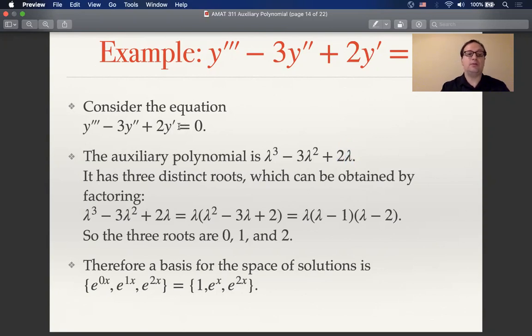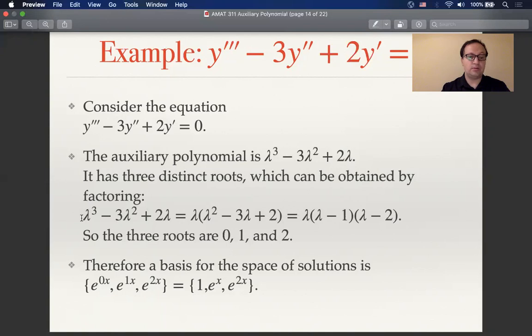And then if there were an extra term, like let's say plus 7y, then we'd have an extra term like plus 7 in the auxiliary polynomial. So the terms that contain just y become terms that contain no power of lambda, or lambda to the 0. So in our case, the polynomial is lambda cubed minus 3 lambda squared plus 2 lambda. And we want to find out its roots and see if they're all distinct. So if it has 3 distinct roots.